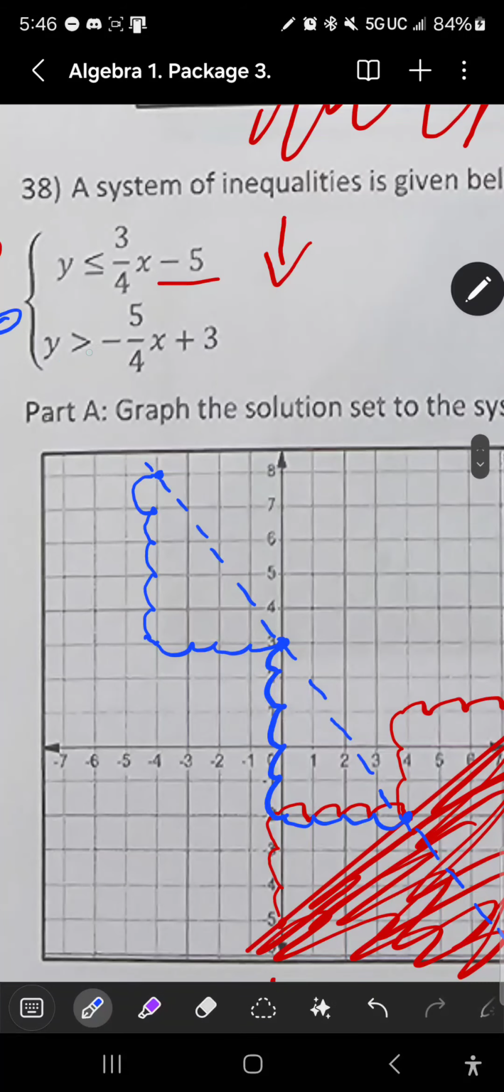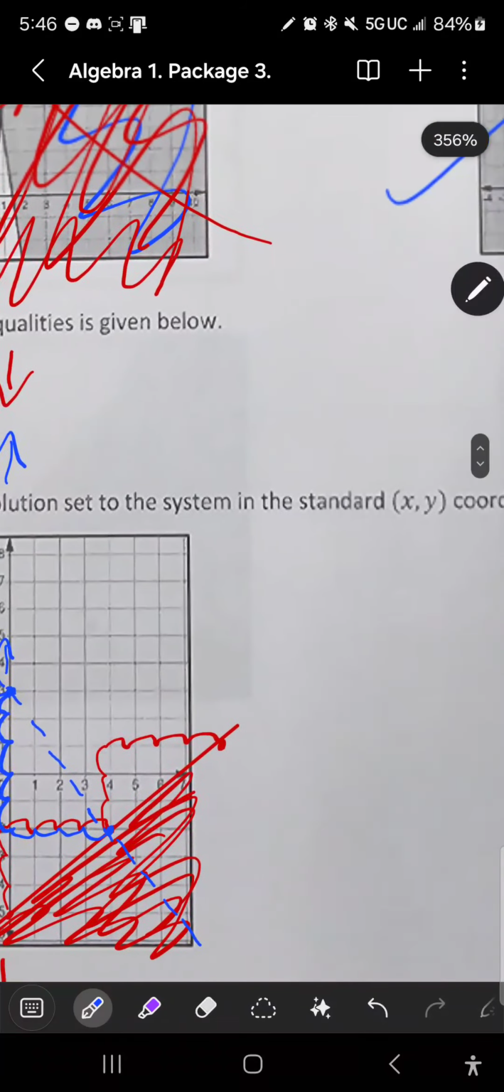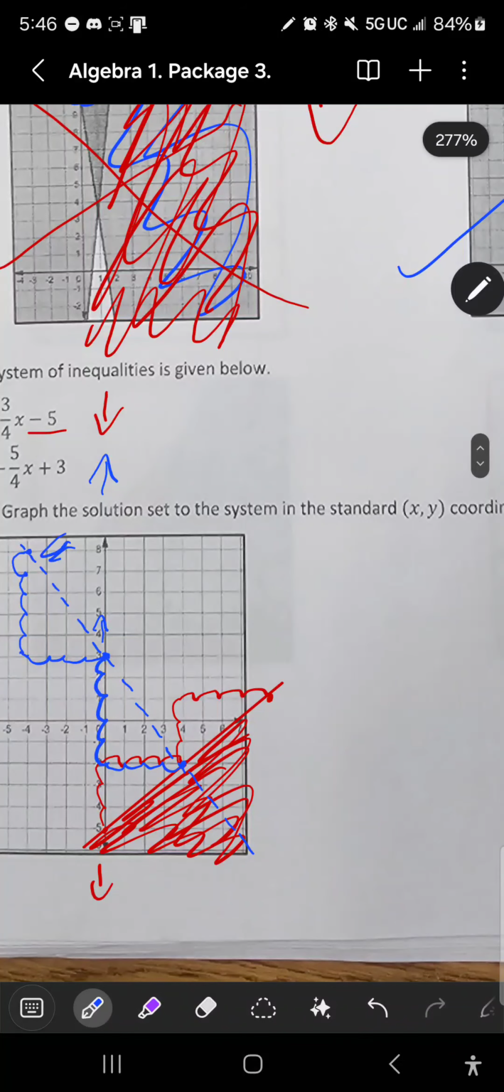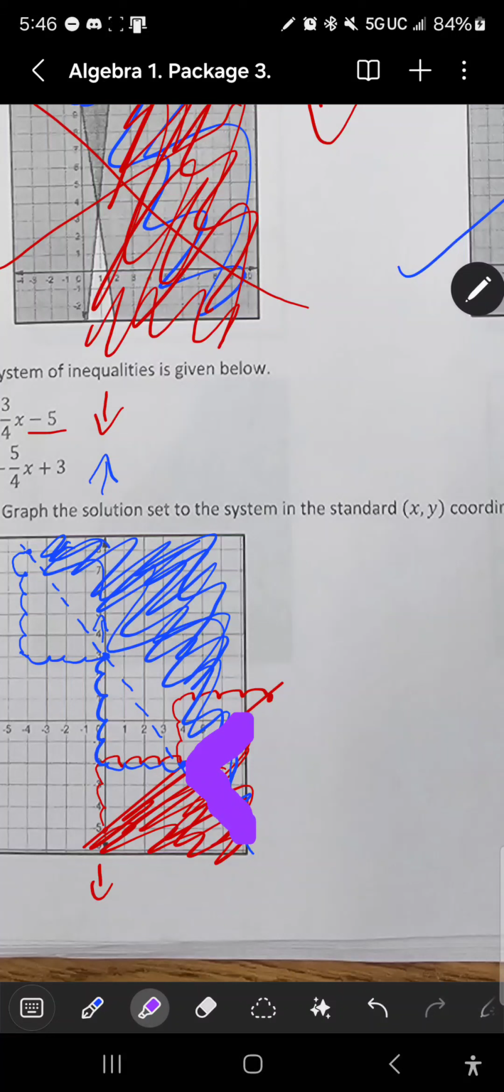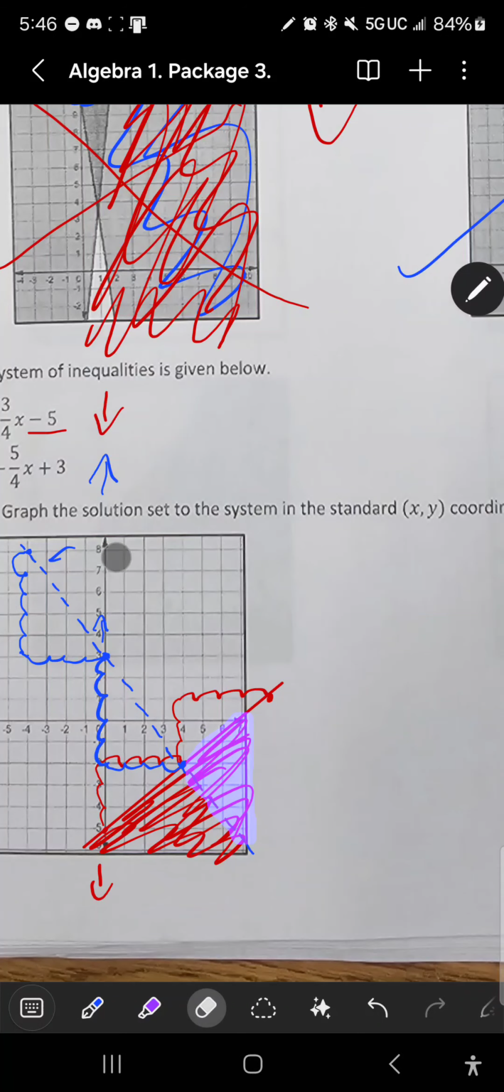And now we see that this says greater than, so it's going over the y-intercept. So it's gonna be something like this. Now the part that overlaps is this one. So this is the part that we need to take note of.